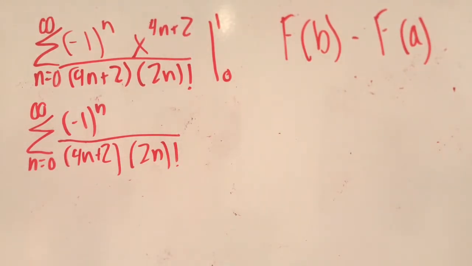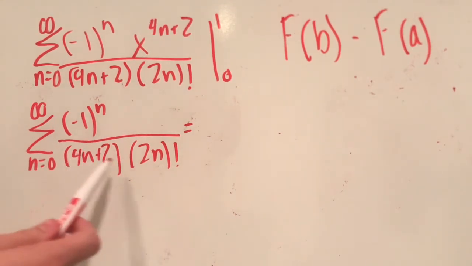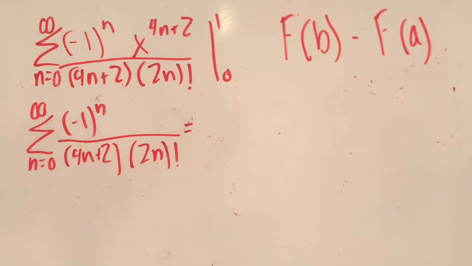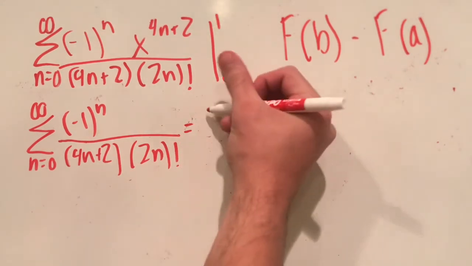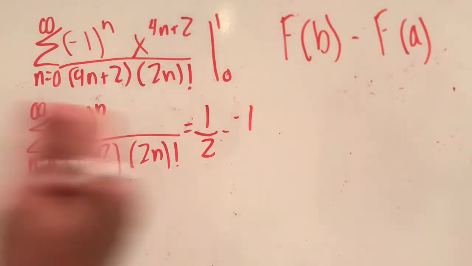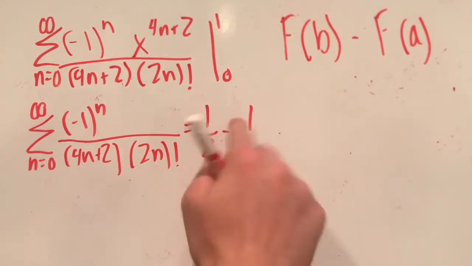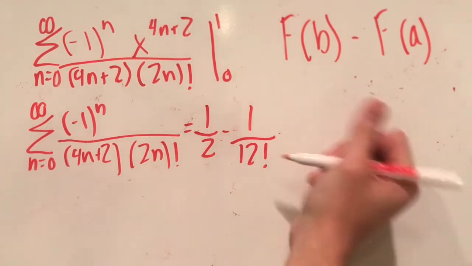Now solving this, you're going to plug in some numbers. First you're going to plug in 0. Plug in 0, you're going to get 1 on the top, and you're going to get 2, a 2, and then a 0 factorial. It is known that 0 factorial is 1, so 2 times 1 is 2, so you're going to be left with 1/2, and it's an alternating series, so the next term is going to be negative. So -1 to the 1 is -1, and then you plug in 1 down here, you get 6 times 2 factorial, which is 12 factorial. This minus is redundant. 12 factorial.